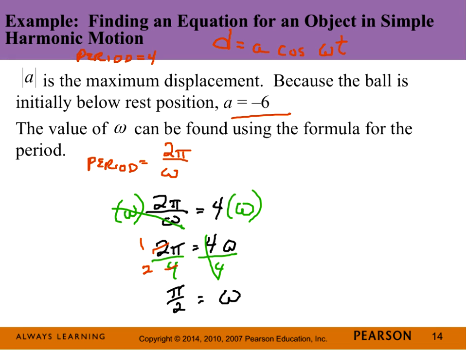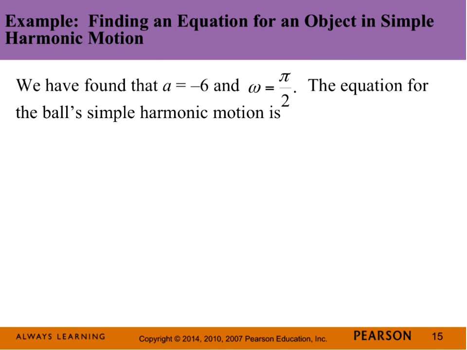Okay, let's move forward now that we have our period. I'm sorry, not our period, we have our W, and that's pi over 2. And we know that our A is -6. So all we have to do now is write the equation. So I'm going to move to the next slide. I think I've got room on the next slide to write it.